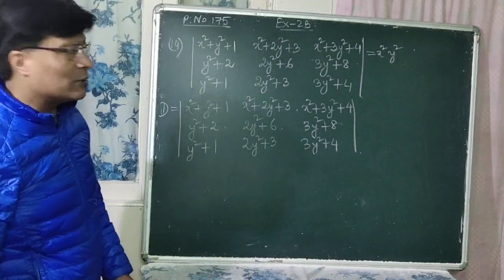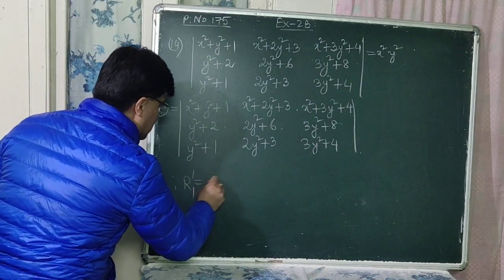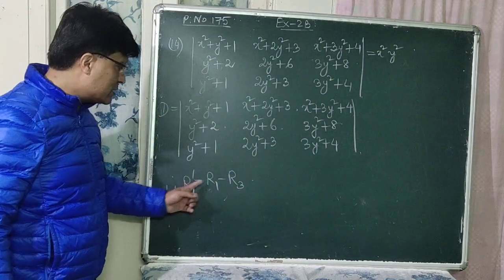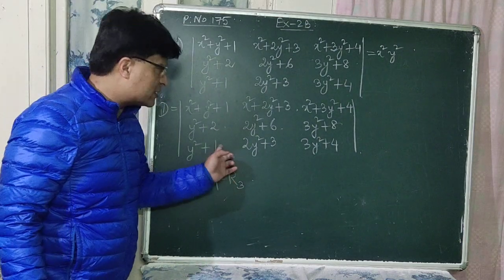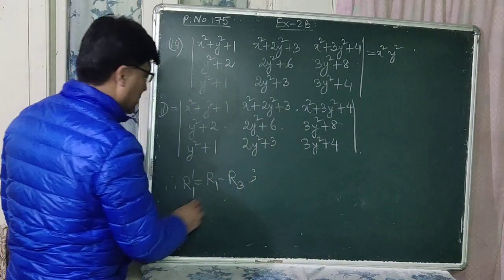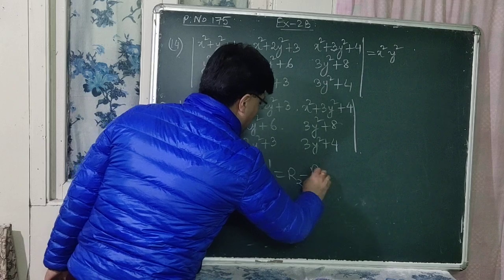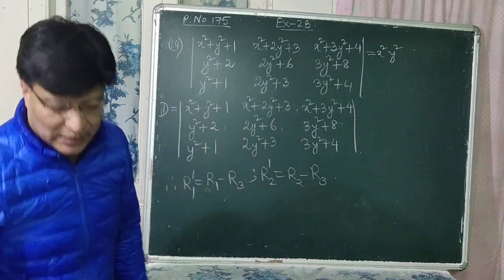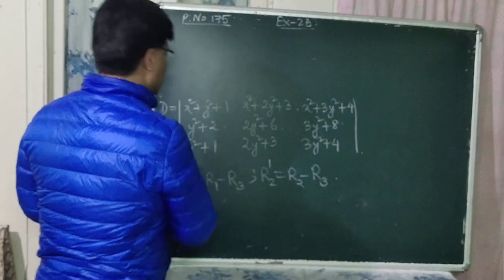So which are the two properties that we are using here now? Therefore, R1 dash is equal to R1 minus which one? R3. You may do R1 dash is equal to R1 minus R2 also, but R1 dash is equal to R1 minus R3 makes it very easy. Next, we use R2 dash is equal to R2 minus R3. Now we use these two properties on this determinant, right? So let us do it.